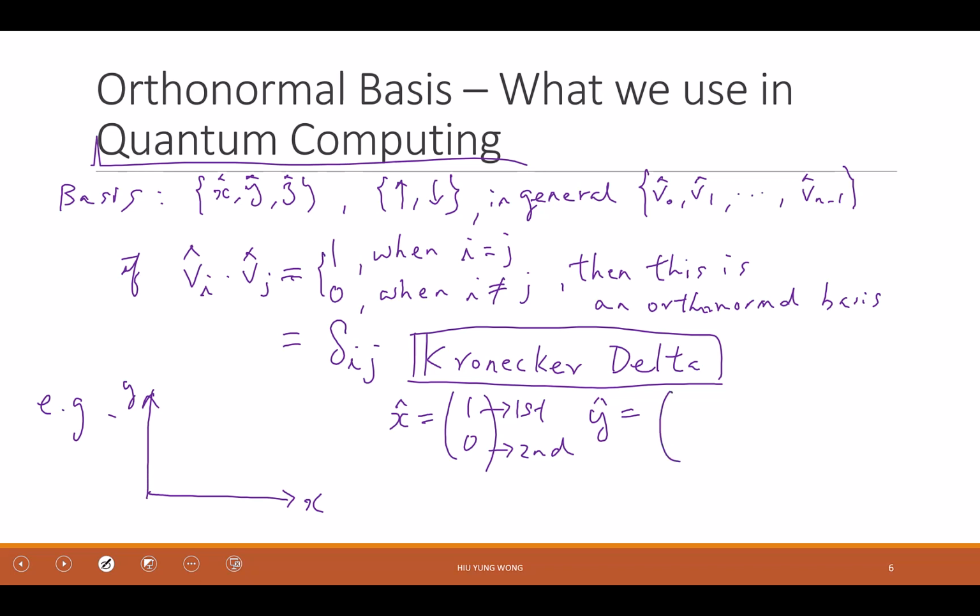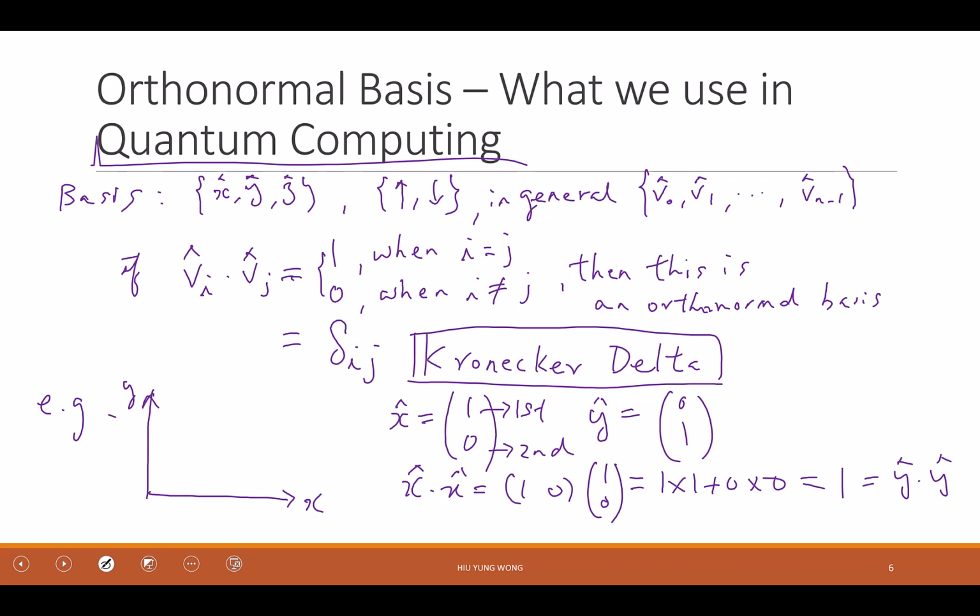So what is y hat? 0, 1. Very easy. Okay, so let's check. What is x hat dot x hat? Let's just repeat what we learned. You need to do transpose. Yes? What is this? 1 times 1 plus 0 times 0, right? Just matrix multiplication. So this is 1. Similarly, you will get the same thing for y hat dot y hat. So is this system normalized or not? Yeah, normalized, because all the unit vectors, the basis vectors, have unit length.